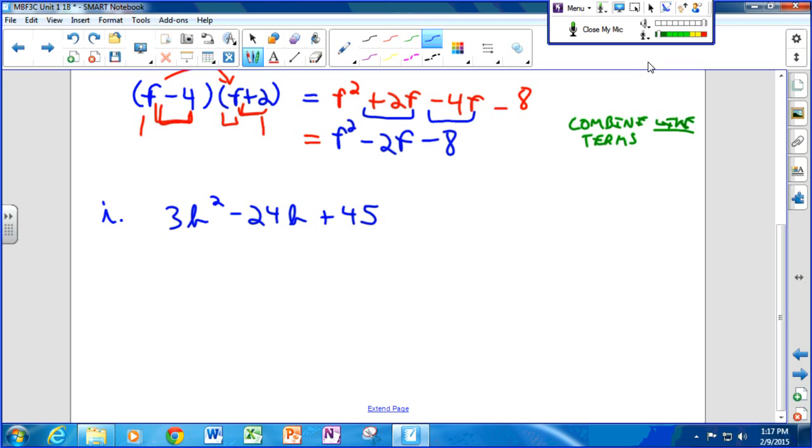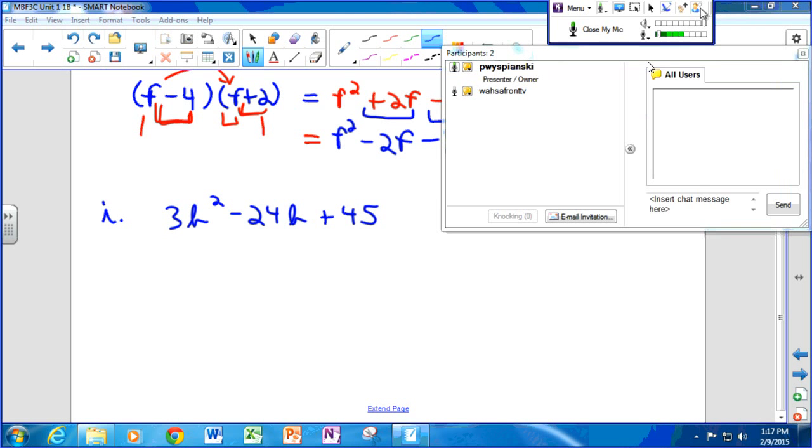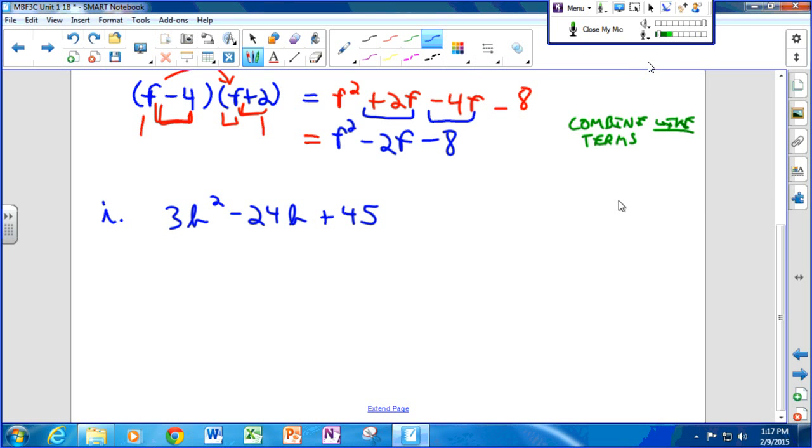Okay, double check. So 3b squared minus 24b plus 45. So let's make really, really sure we got it. It looks like we got it. So we're going to end up with something in the format b plus or minus something times b plus or minus something. But before we can do that, we have to put it in a form where that 3 is going to go away. So what I'm going to do here is I'm going to factor out a 3.